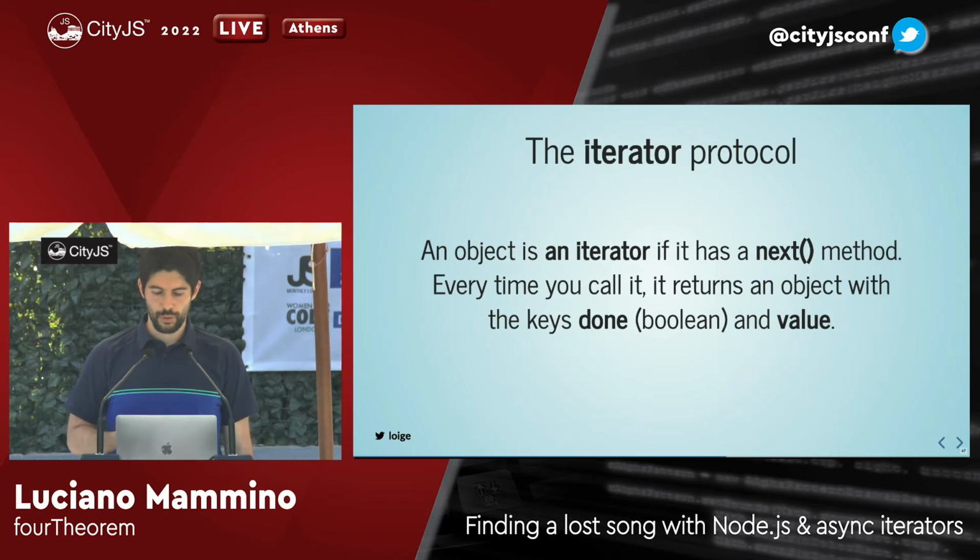So the first protocol is the iterator protocol. And the iterator protocol says that an object in JavaScript, to be considered an iterator, needs to have a method called next. And every time you call this method, it needs to return a specific object that needs to have two keys. One Boolean key called done, which indicates whether this is the last element or not, and then a specific value that is the value we are getting from the current iteration. So where the arrow is actually pointing right now.